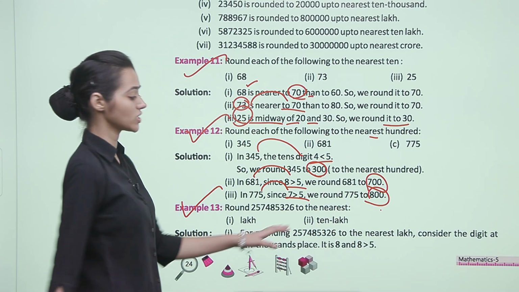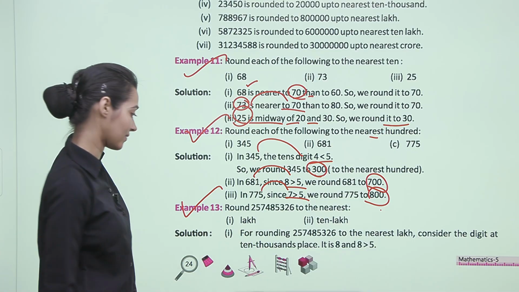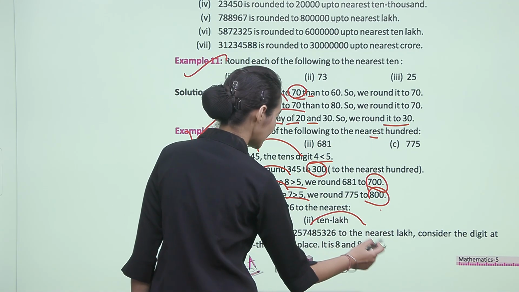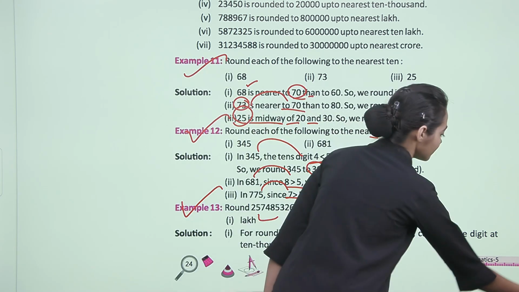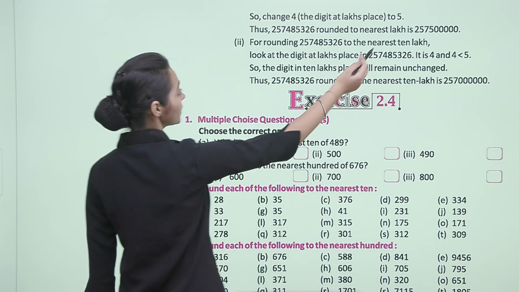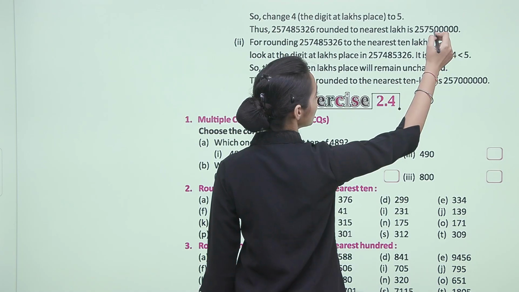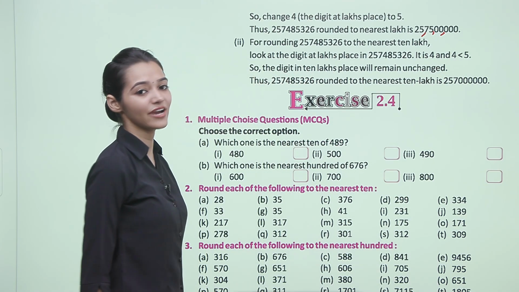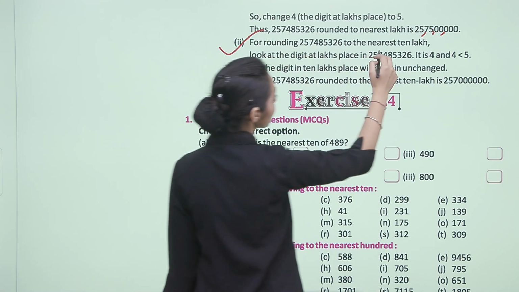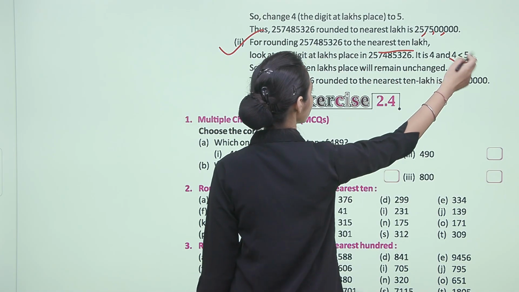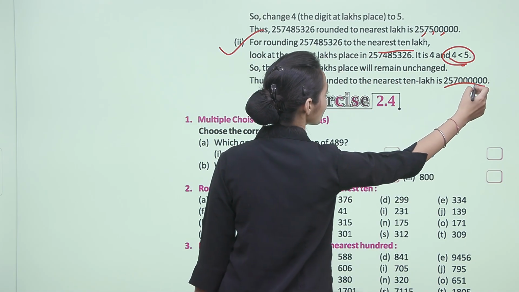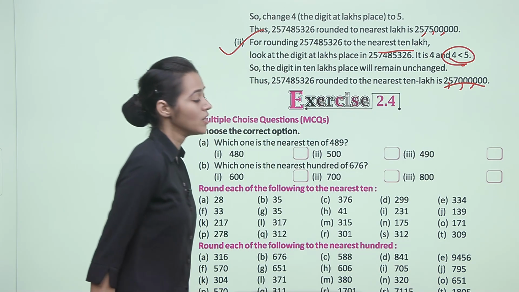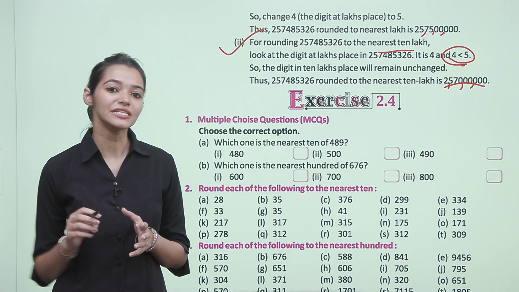Now next, we have to change them to the nearest lakh and 10 lakh. So when we change it to lakh, for rounding this off, we consider 8, which is greater than 5. So it will change to 25 crore 75 lakh. Now similarly, we have to change this to the nearest 10 lakh. As we know, 4 is less than 5, so that means the digit will remain the same. So it will become 2 crore 57 lakh.